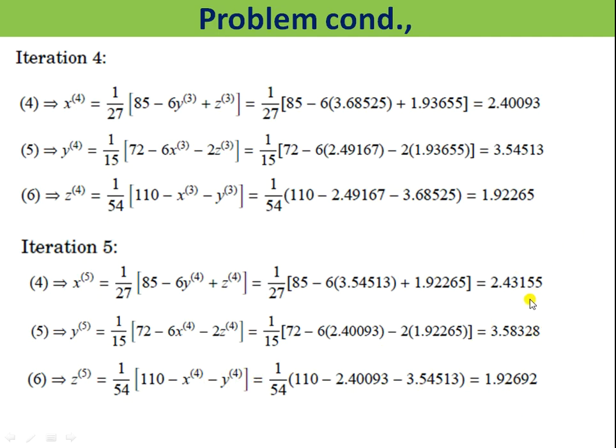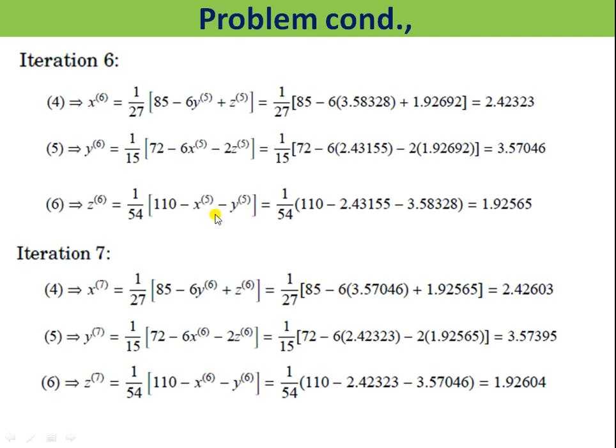Are these values similar? Because in my problem they are asking to find it up to 5 decimals. That means after the decimal, the 5 digits must be equal. Here they are not equal. Therefore, I have to move to the next iteration. So the sixth one. So x power 6 is equal to, replace the y5 and z5 values.